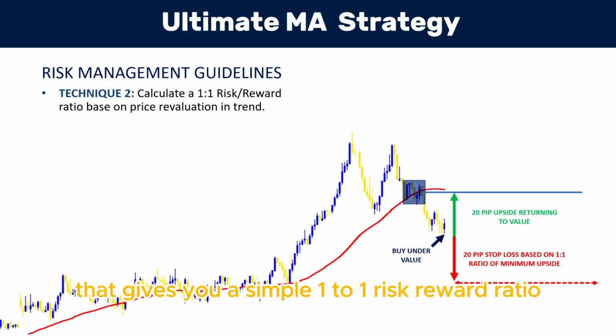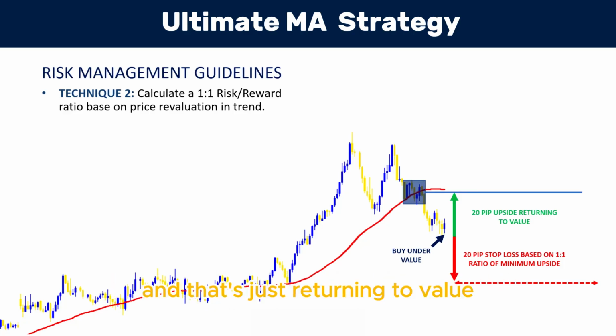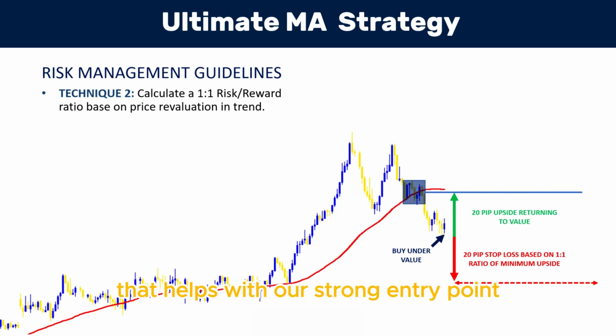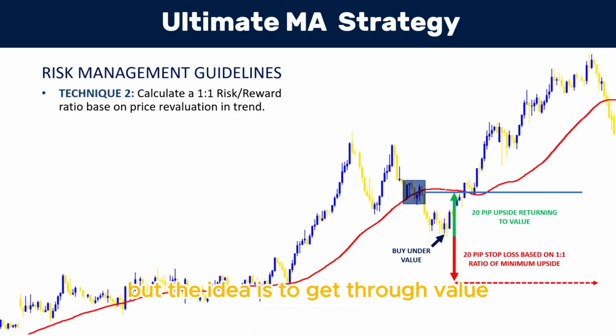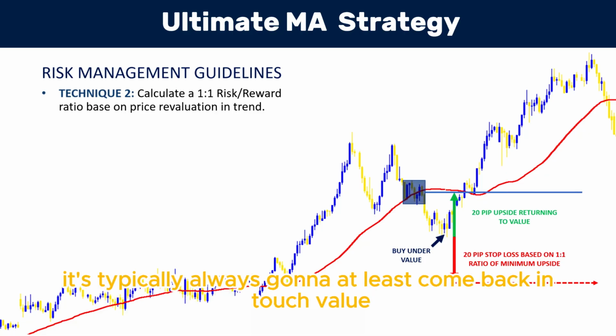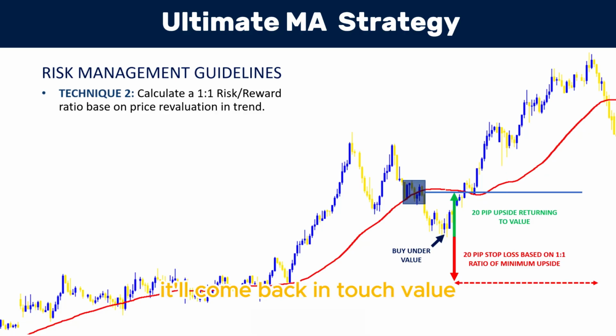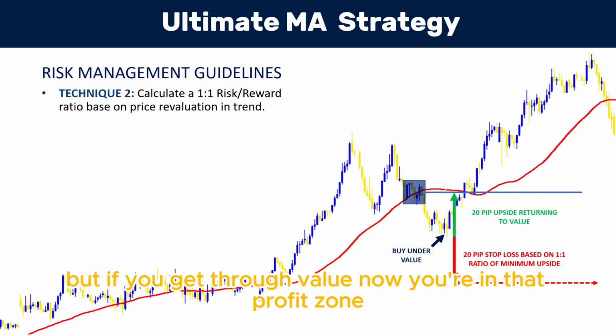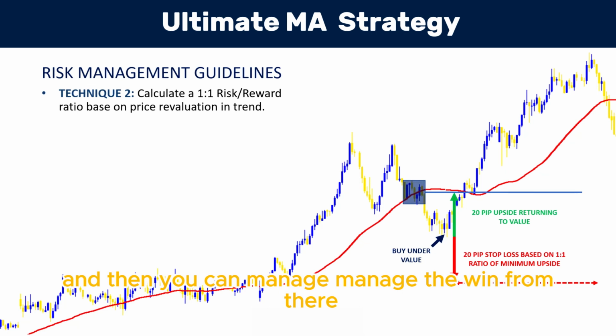That gives you a simple 1-to-1 risk to reward ratio, and that's just returning to value. Remember, the idea is not to just get back to value. That helps with our strong entry point, but the idea is to get through value. So this is just that initial risk where just to get back to value if it's an existing trend, if it's a true trend on the higher time frame, it's typically always going to at least come back and touch value. Even if the trend is falling apart, it'll come back and touch value. So you have that 20 pip upside, the 20 pip downside, but if you get through value, now you're in that profit zone, and then you can manage the win from there.